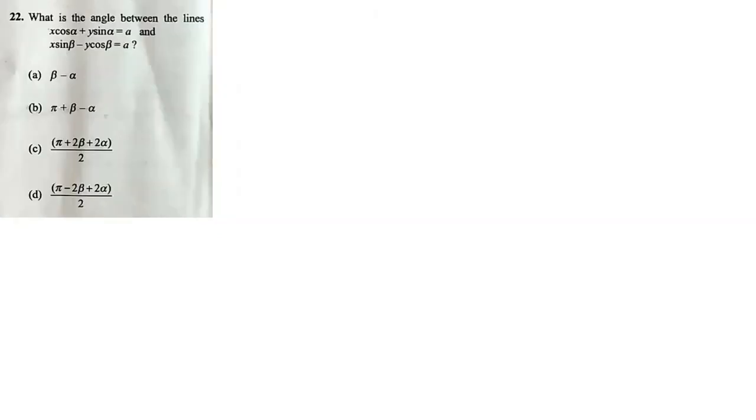Now question number 22 is: we can assume here any value for alpha, beta and a. So we assume that alpha is equal to beta is equal to pi by 4 and a is equal to root 2. So we can form these equations in a simple pattern. After substituting these values, we get the first equation x plus y is equal to 2, and the second equation x minus y is equal to 2.